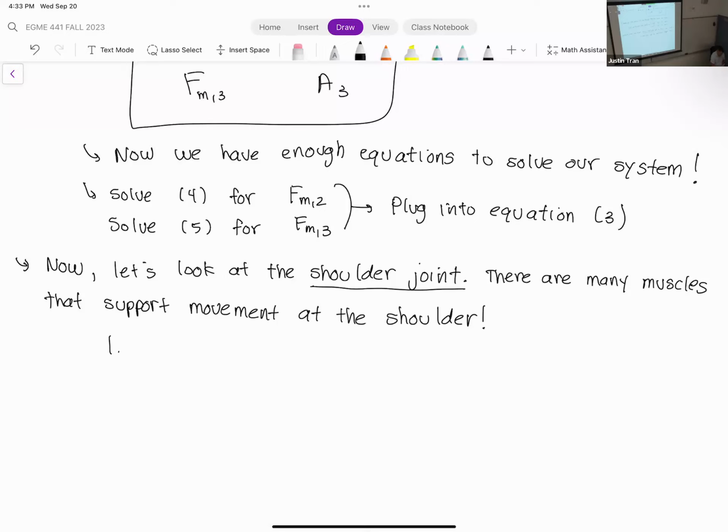And so the first example and the one that we're actually going to do calculations for are the deltoids. So the deltoid muscles are the muscles that are right on top of your shoulder. So when you put your hand on your shoulder, you're basically putting your hand on your deltoid. Okay. So your deltoids are primarily responsible for shoulder abduction. So basically bringing your arm away from your body.